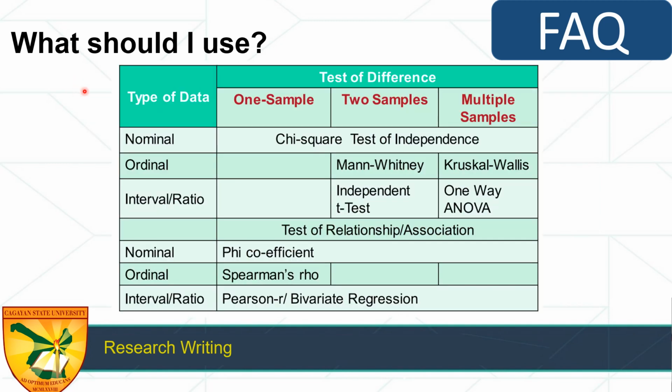So this table is very useful if you already know the type of data that you have. So we have nominal, ordinal, interval, and ratio. And if you have how many independent variables, we have one sample, two samples, and multiple samples. So this is very easy to use. And if you already know what to use, you can actually just put it in your SPSS software, and it will generate results very easily.